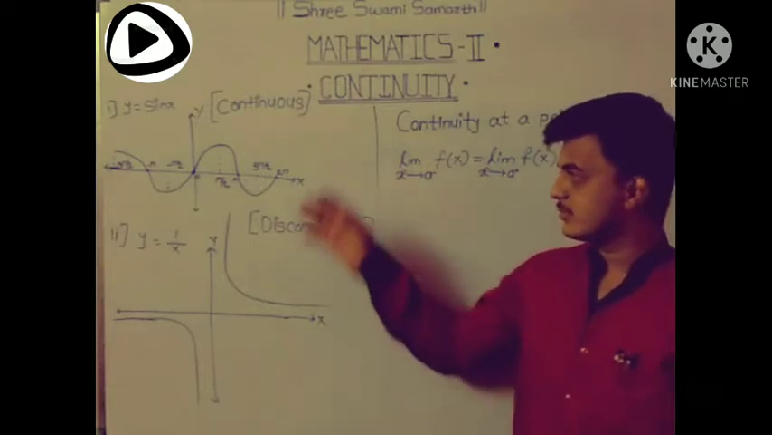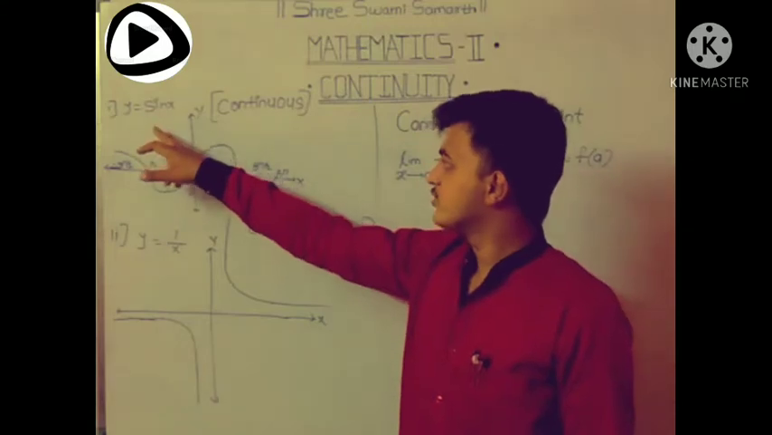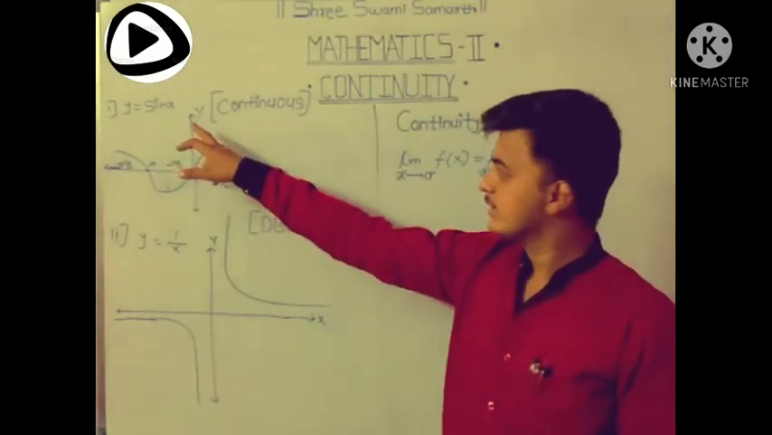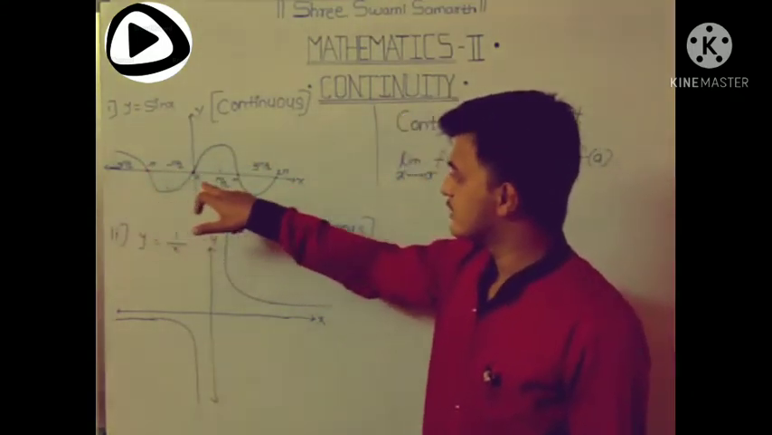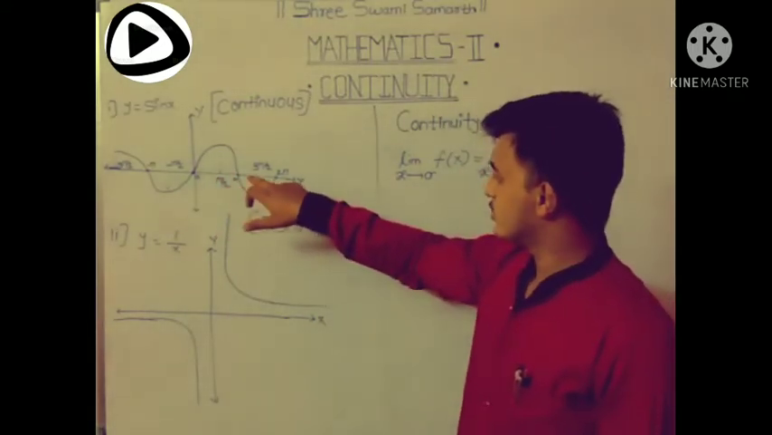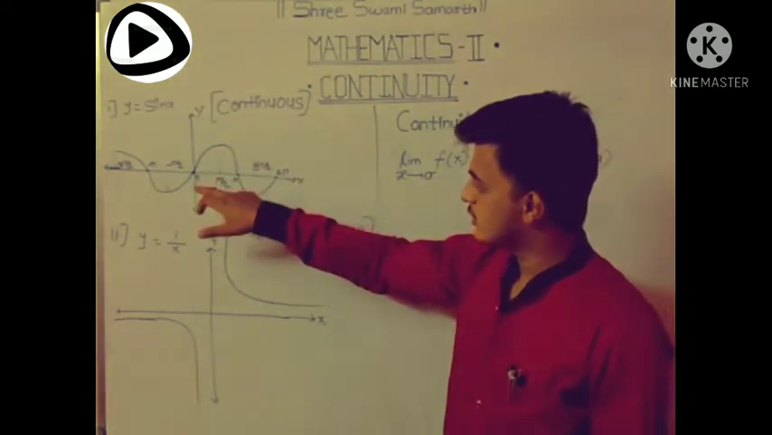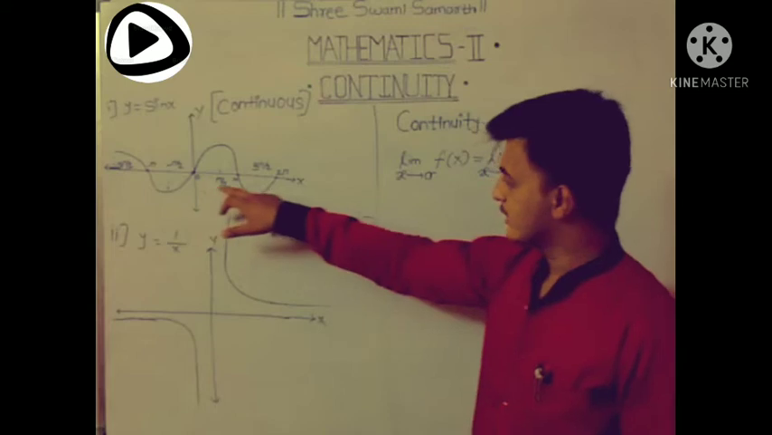We will take the examples of the graphs first. Let's take y is equal to sin x. Check the graph of y is equal to sin x. It will be like this. It will be 0, pi by 2, sin x is 1. At pi it is 0, at 3 pi by 2 it is minus 1. So check the graph of y is equal to sin x. It will appear like this.